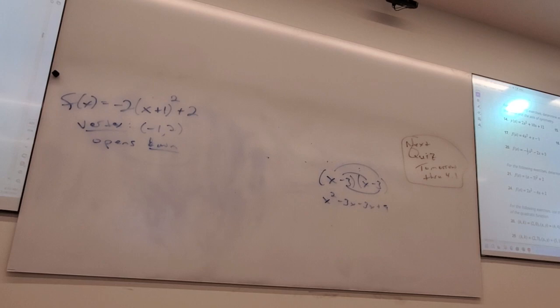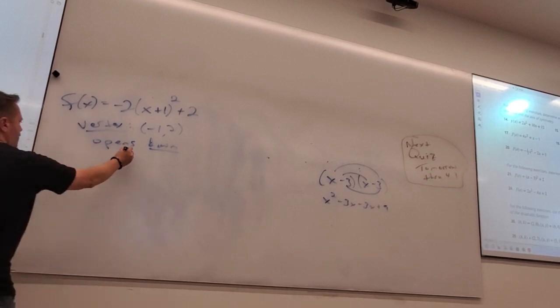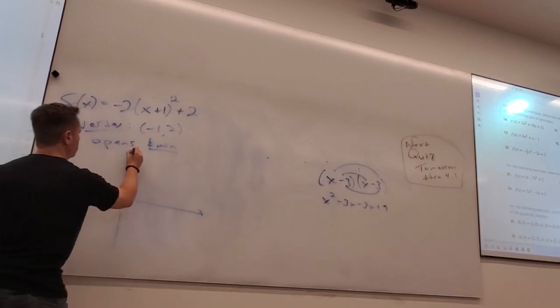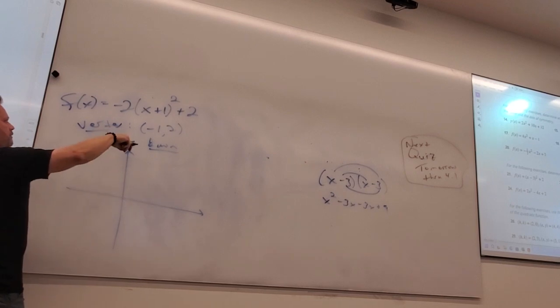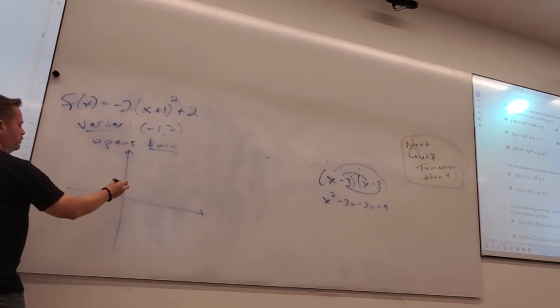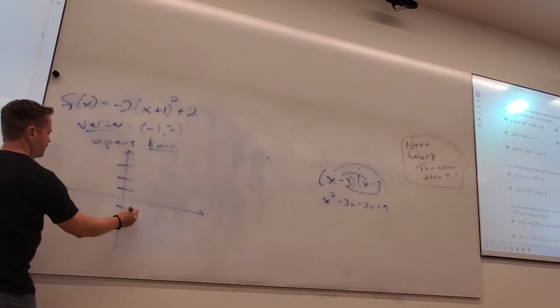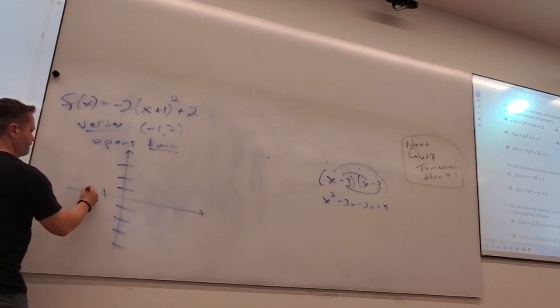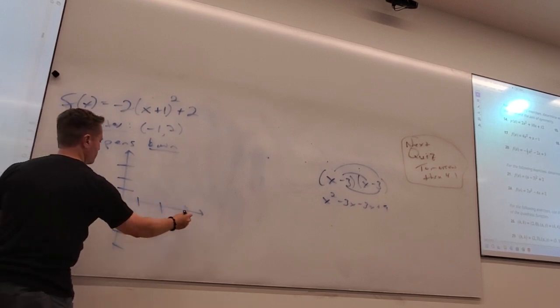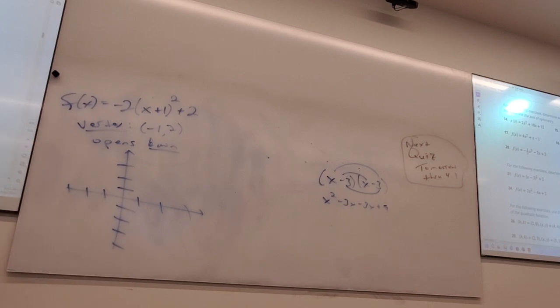Take a minute and graph it. Well, I'll do it with you, because I got this on the sheet anyway. I'll make you graph something later. Opens down, vertex is negative 1, 2. Get a little high off the markers, it's always nice. Get a little hit, keep going.